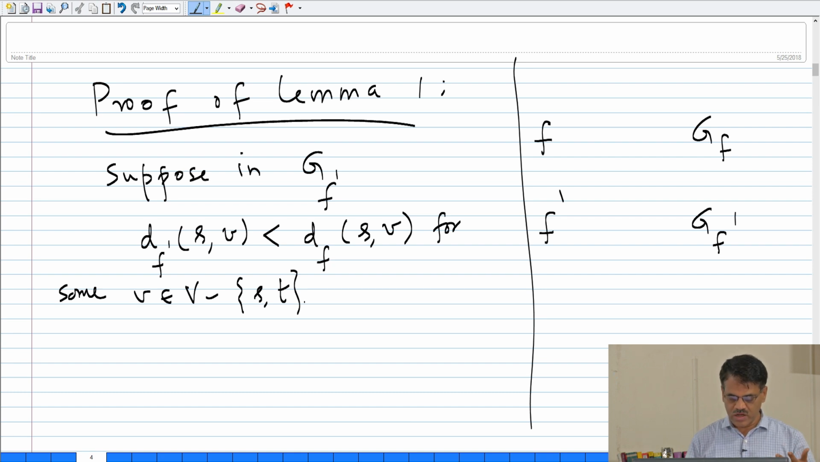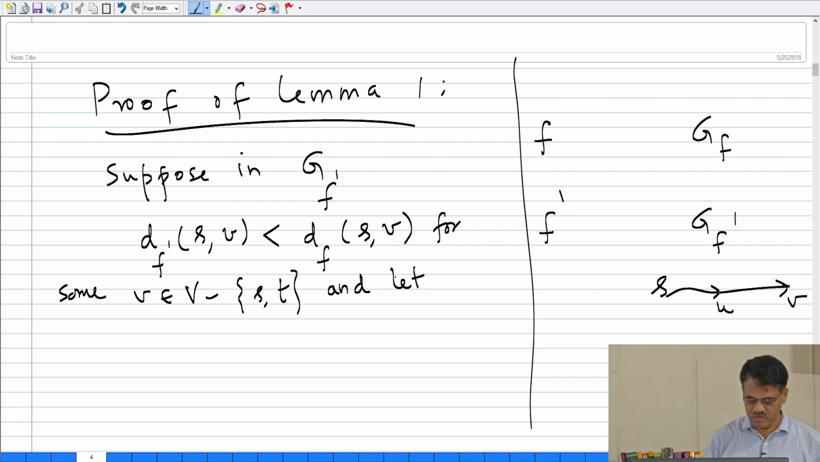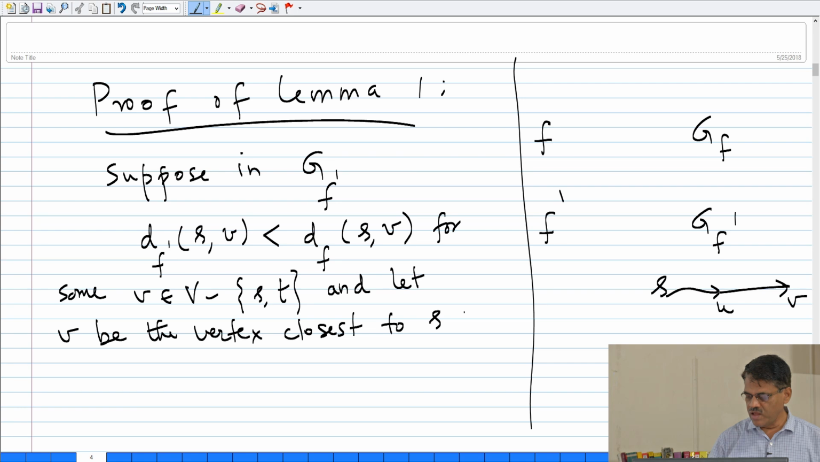So suppose not, that there is some V in G F prime. So let's say this is my shortest path here in G F prime from S to V, and its distance actually has decreased from what it was in F. Okay, so this is my path, and let me also make one more assumption about it: that V is closest to S in G F prime with that property.